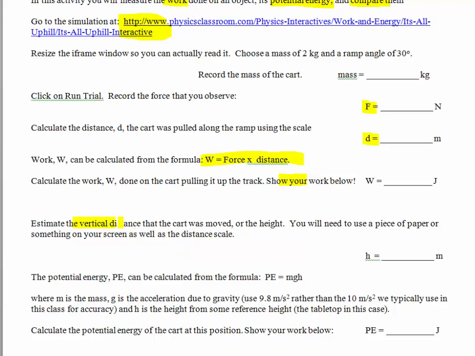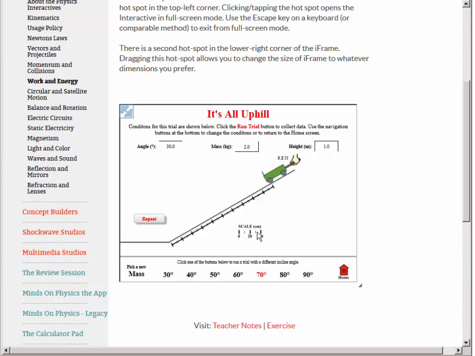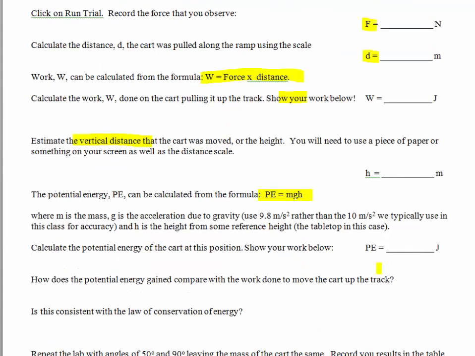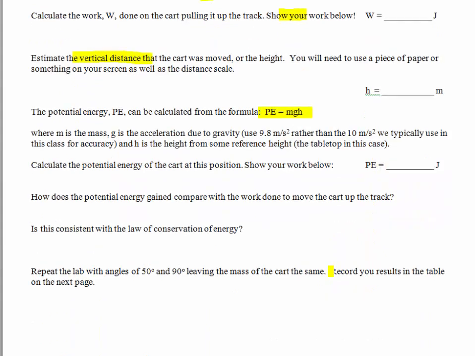Then we can estimate the vertical distance that it was moved. You can use a piece of paper or something on your screen to read that scale right here and estimate how far it went up, and that does work a lot better in the full screen mode than in this mode. And then we can say, well, we know it gained some energy. How much energy? That's going to be mass times gravity times height. We can calculate the potential energy right here and ask, how do they compare? They're going to be pretty close, within your ability to measure the vertical distance.